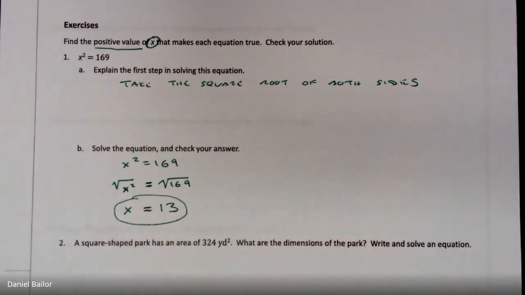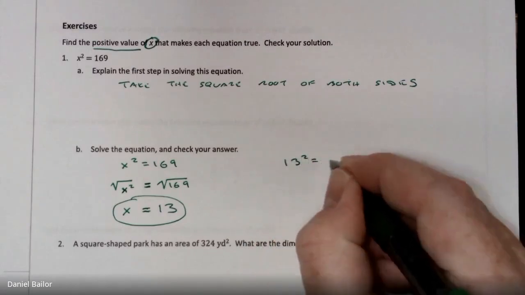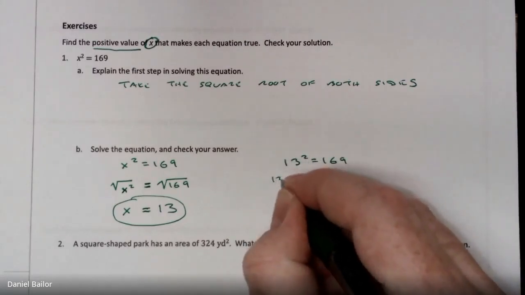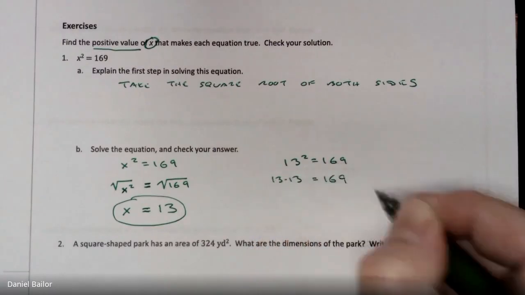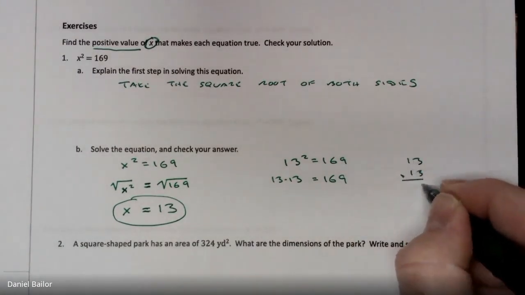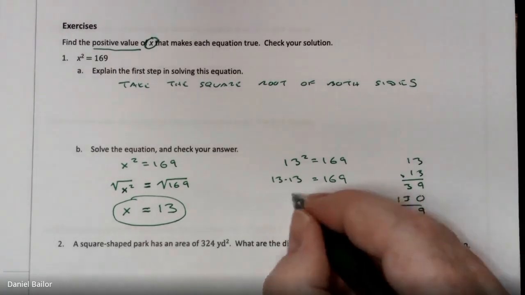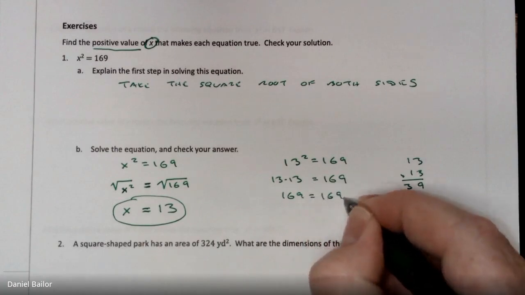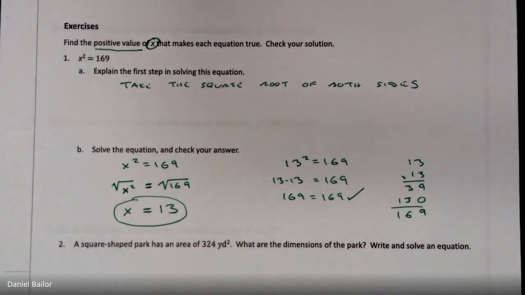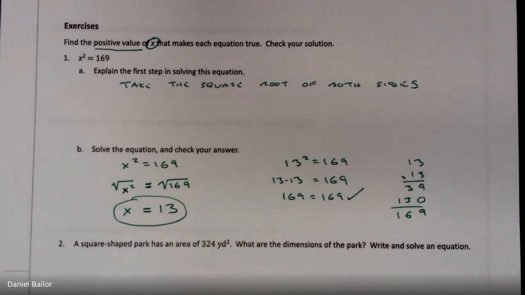So x equals 13. Now it does tell us to check our answer, so you should check to see if 13 squared equals 169. Is that true? When we do 13 times 13, does that equal 169? You can use a calculator for 13 times 13, or you can write it on the paper. You get 169 equals 169, check. So when x squared is 169, x is 13. That's how we do that.